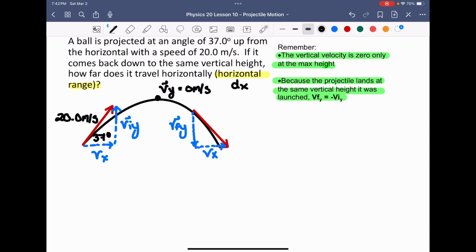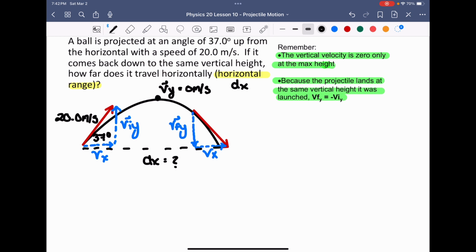Now, the very, very last thing is that in this problem, they wanted the horizontal range. So what I want you to do is put a dotted line on the bottom and say dx, or the range, is equal to question mark. Great. Okay, we have everything set up. Here's what we're going to do first. We're going to break it into the components of Viy and Vx.